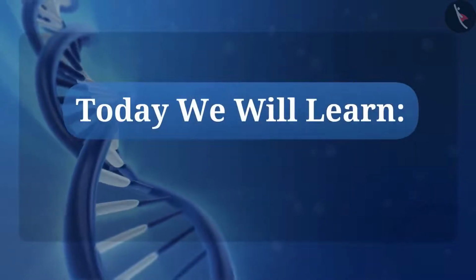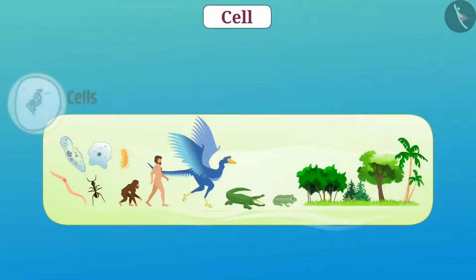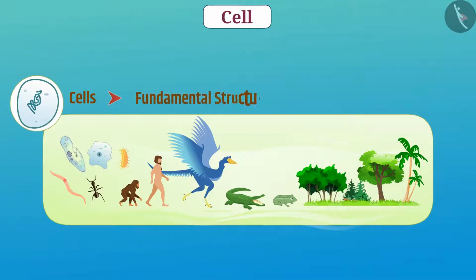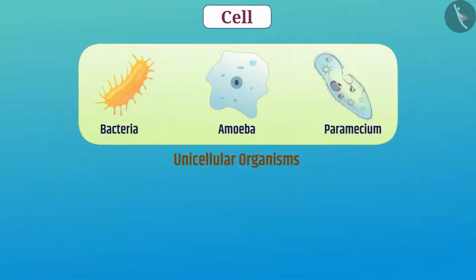We will learn about plant tissue, meristematic tissue. All living beings are made up of cells. The cell is a fundamental, structural, and functional unit of life. In different organisms, there are different numbers of cells. In some organisms, one cell is itself the entire organism.